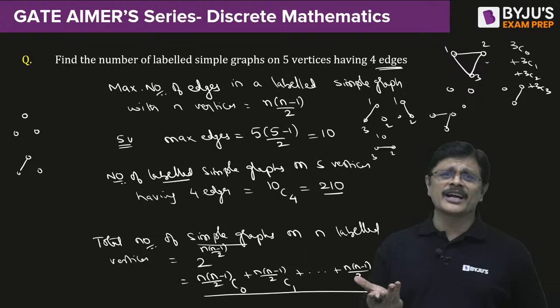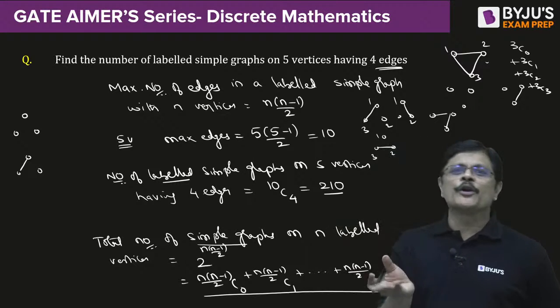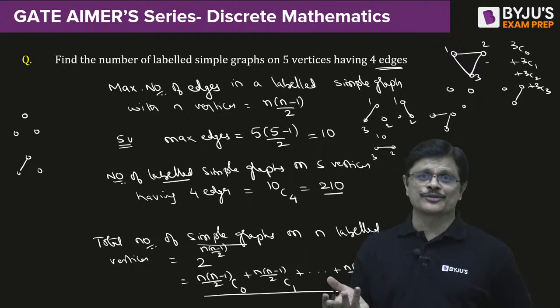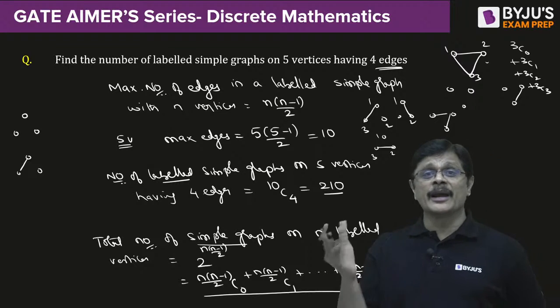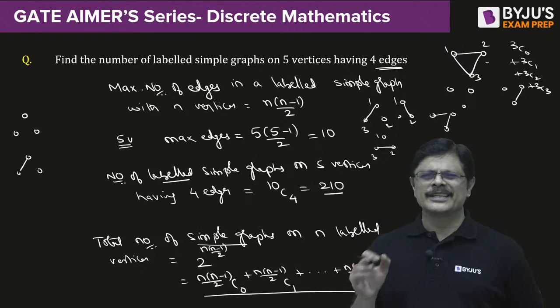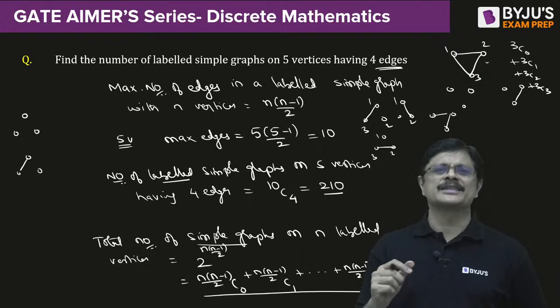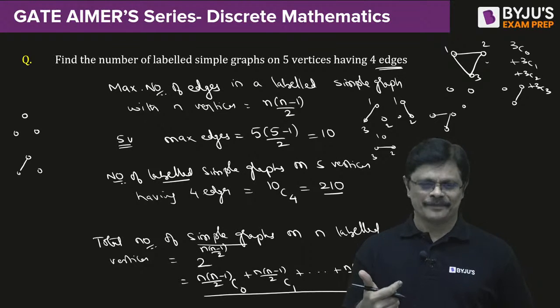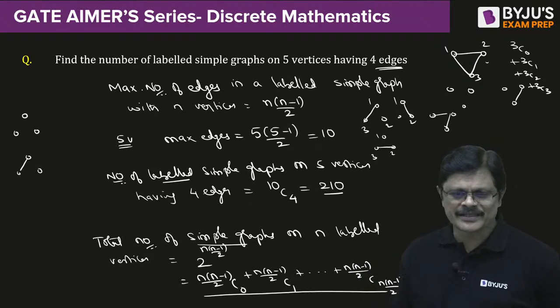People have this particular confusion. Some people don't even know what problem they are solving. They don't even know the difference between a labeled graph and an unlabeled graph. Okay? Need to know that. These are the minute things, my dear friends, which make a lot of difference. Am I clear? Please understand this.